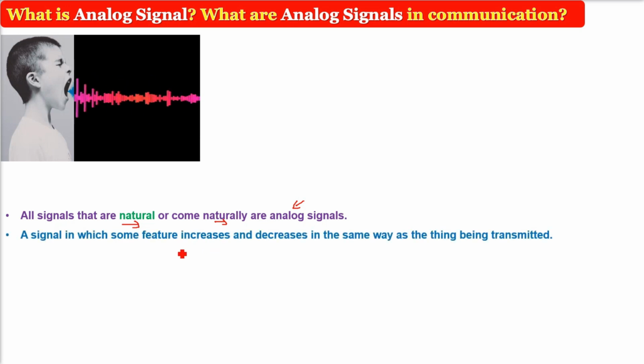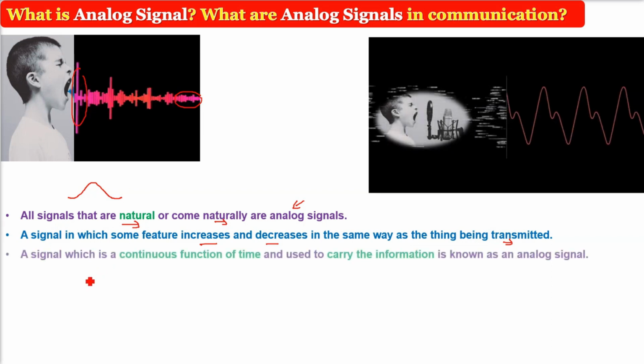Or you can say a signal in which some feature, it can be any feature, increases and decreases in the same way as the thing, for example, the sound here in the case of the kid, the same way as this sound is being transmitted. When he is loud, you see a high amplitude. When he is not loud, the amplitude is low. So it is increasing and decreasing the way he is speaking.